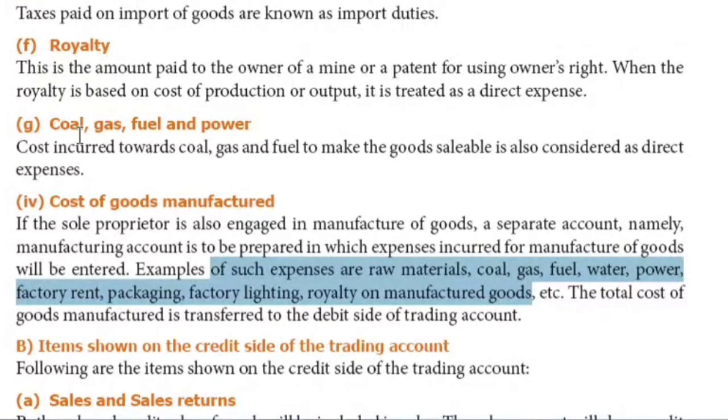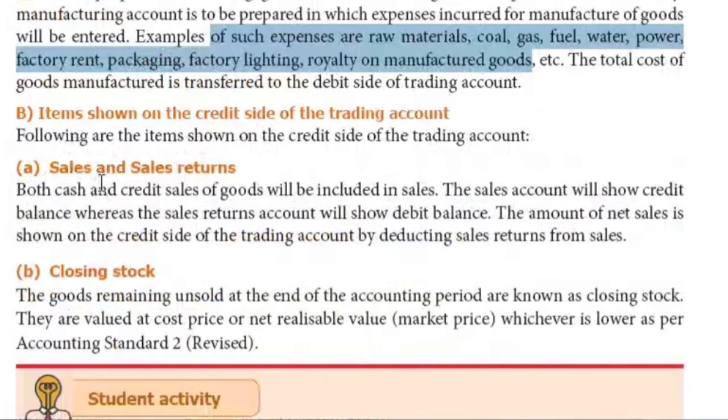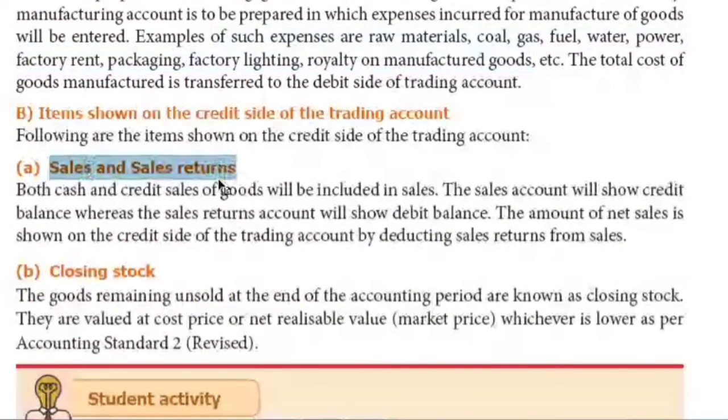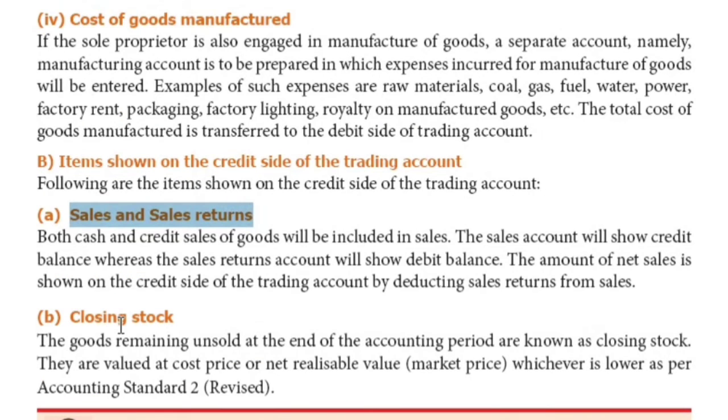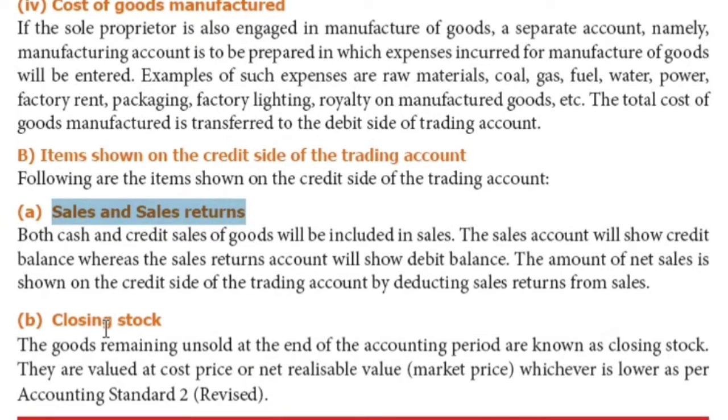Credit side is the easiest because we have only 2 items. The first one will be sales and sales return. When you sell goods, they'll give it to you as sales. That amount will come on the credit side for the trading account. If you have any return, called sales return, or what is the other name for sales return? It means return inwards. Then you will subtract it from sales and put it on the credit side.